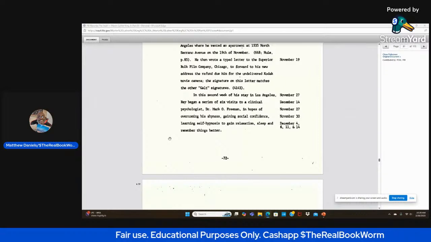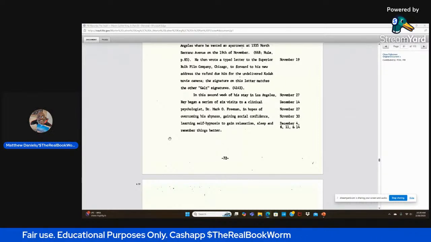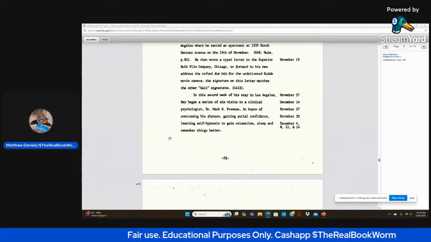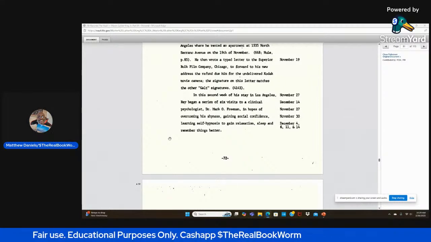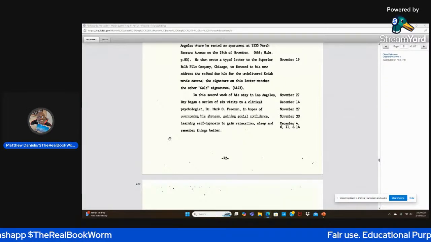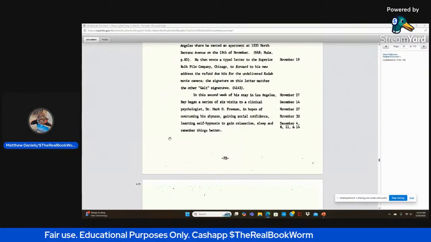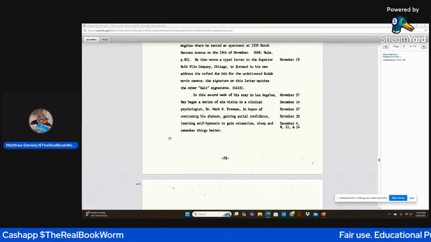Now, a guy such as James Earl Ray, who's able to go to any state, any city, any country, and have it his way, definitely doesn't suffer from shyness. And he does not lack social confidence. That's a lot. But then also learning self-hypnosis to gain relaxation, sleep, and remember things better. Who knows who this clinical psychologist really was? It could have been another handler. I'm pretty sure he was directed to this guy.